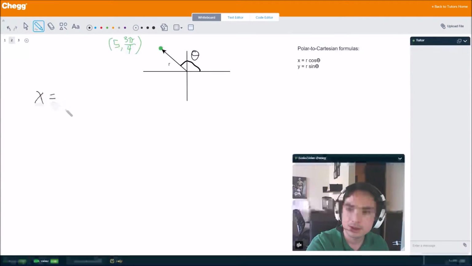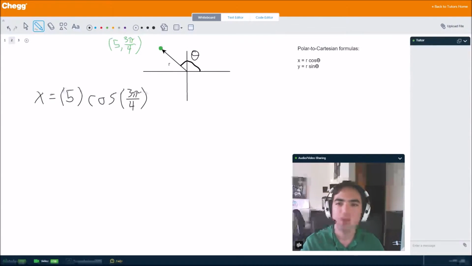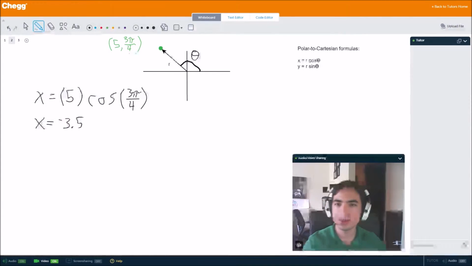So let's start with x. Say x equals 5, which is our r, cosine of 3 pi over 4. Now this angle is expressed in radians. You'll want to be careful. If you're given the angle in degrees, you'll have to either convert or simply just change the setting on your calculator. So if you plug these into your calculator, you'll come up with an x of about minus 3.5. Now this is rounded, so you'll have to be careful about accuracy of your calculations.